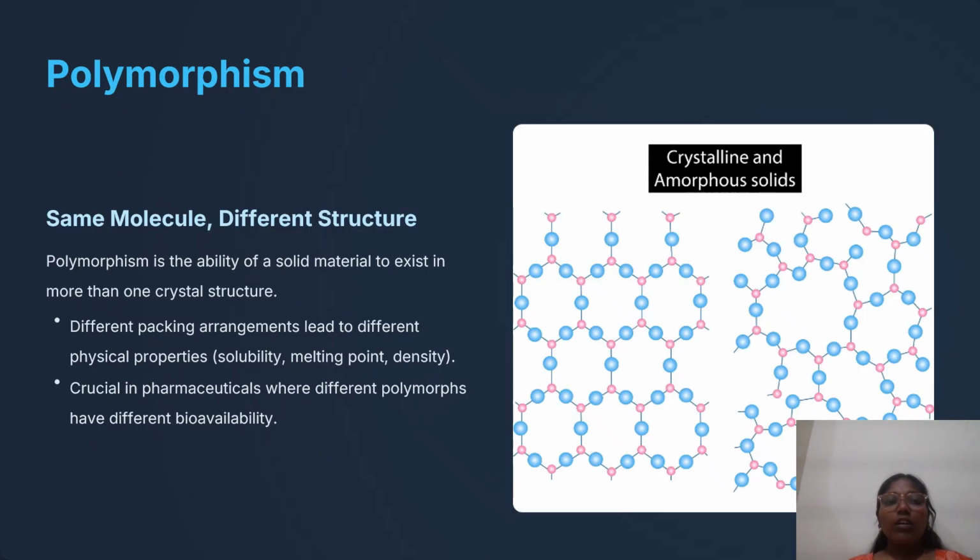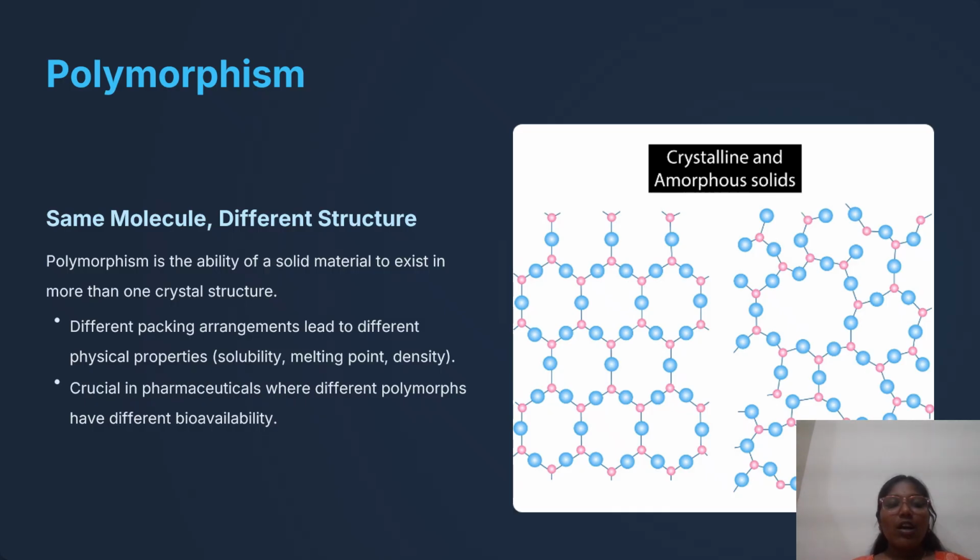Polymorphism. Same molecule, different structures. Polymorphism is the ability of a solid material to exist in more than one crystal structure. Different packing arrangements lead to different physical properties: solubility, melting point, density. Crucial in pharmaceuticals where different polymorphs have different bioavailability.